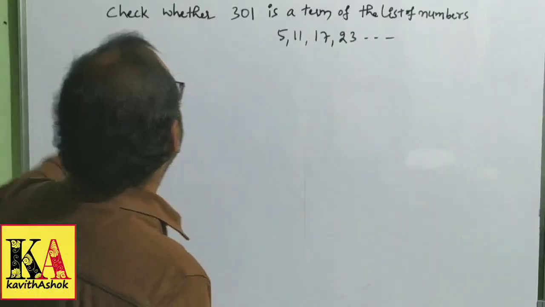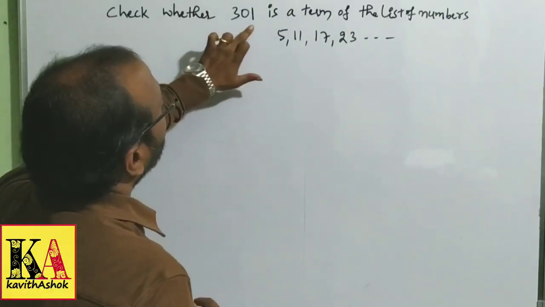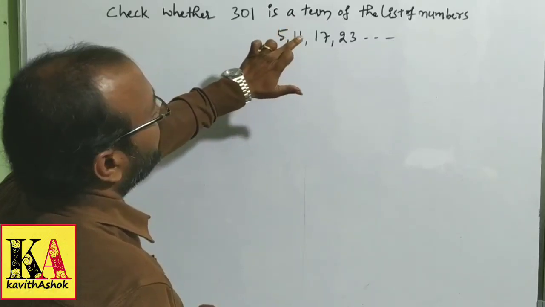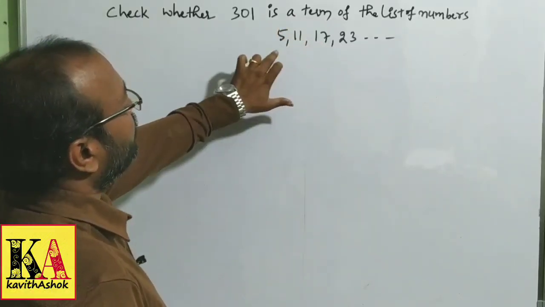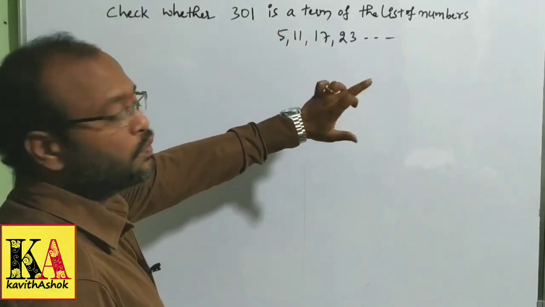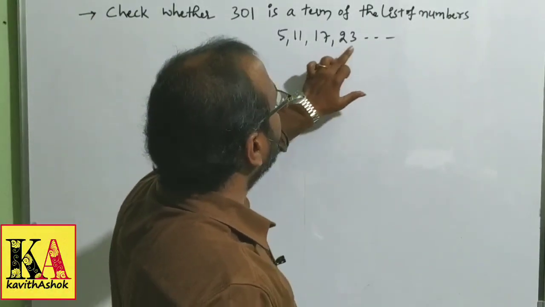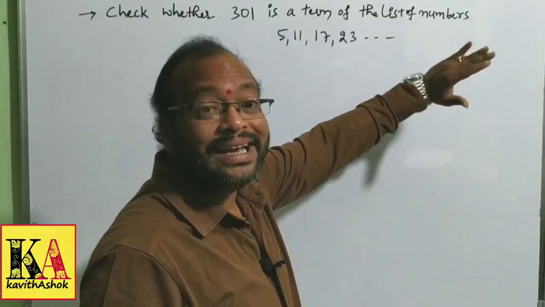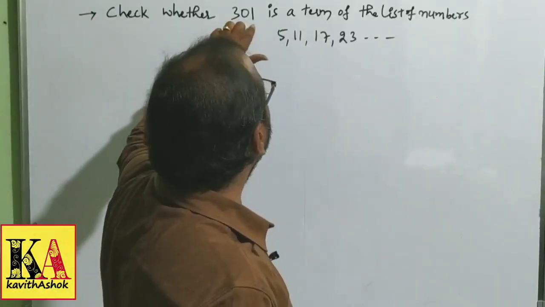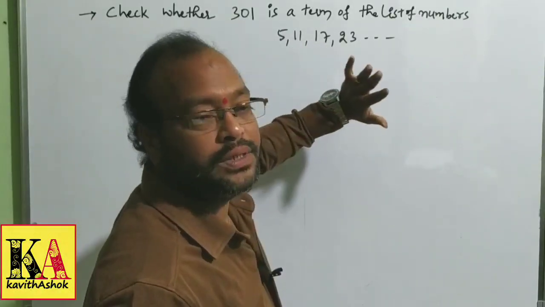Right. Check whether 301 is a term of the list of numbers 5, 11, 17, 23, so on. So we have to check here, if you write 5, 11, 17, 23, so on, at any place whether we can get 301 or not. So that is our question, right?